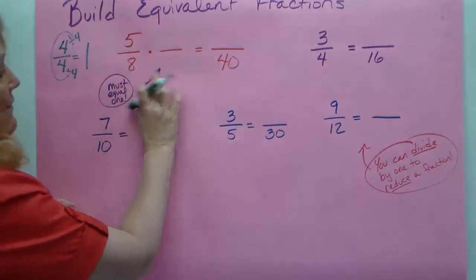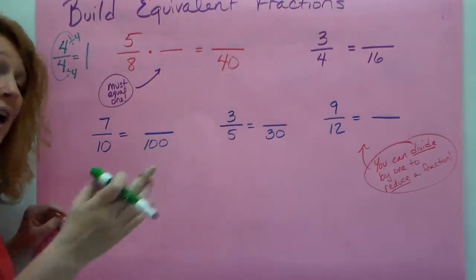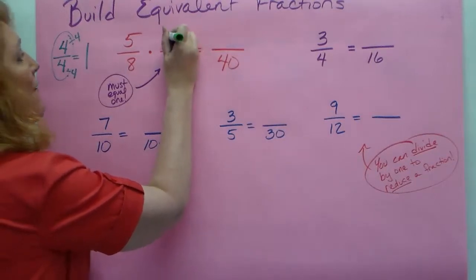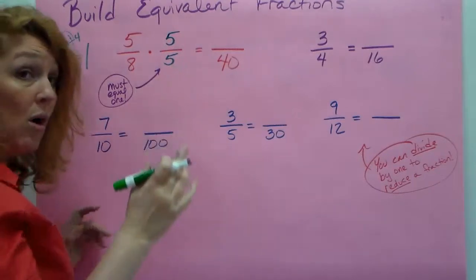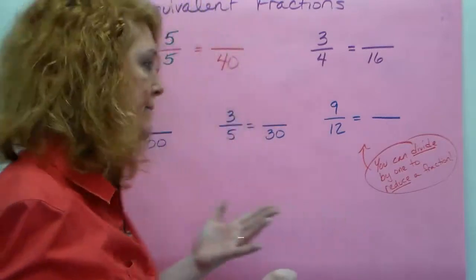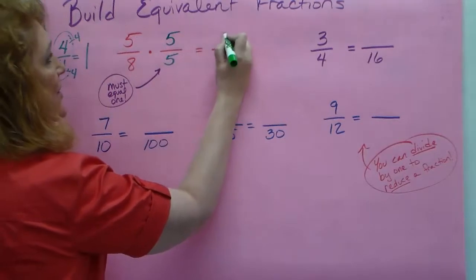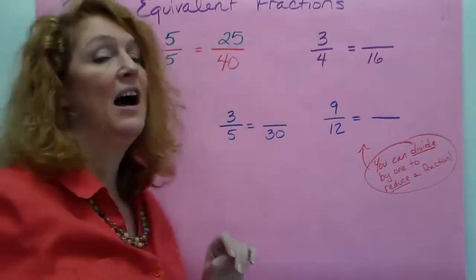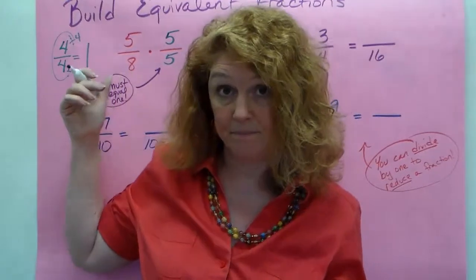So if I want to make my 5/8 into 40ths, I have to figure out, how do I get from 8 to 40? Well, I know that 8 times 5 is 40. So if I were to multiply this by 5 over 5, this is the same thing as multiplying this by 1. So I'm not hurting it at all. I'm just making it look different. 8 times 5 is 40. 5 times 5 is 25. So doing this part tells me how many of the 40ths I need so that it still equals 5/8.